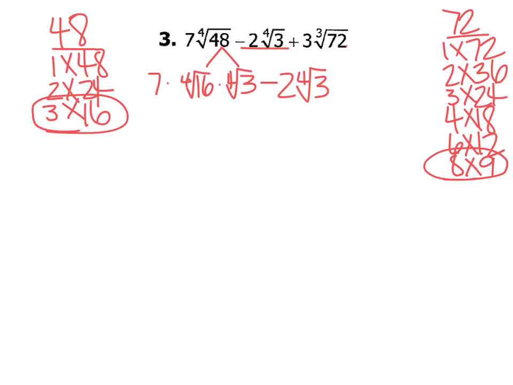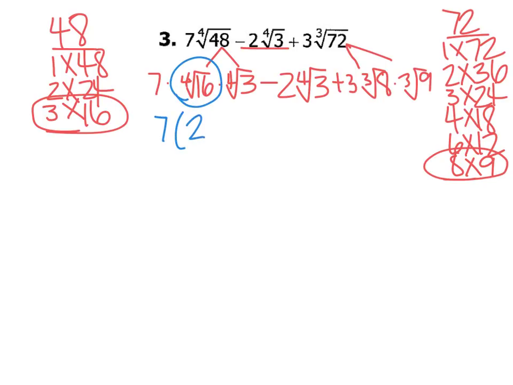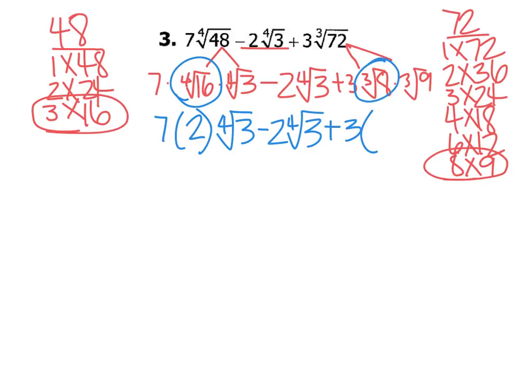So we break that down to be the cube root of 8 times the cube root of 9. And don't forget to bring down the plus 3. All right, then we want to simplify what we can. So the fourth root of 16 gives us 2. So we've got 7 times 2 times the fourth root of 3 minus 2 times the fourth root of 3 plus 3 times the cube root of 8 gives us 2 times the cube root of 9.